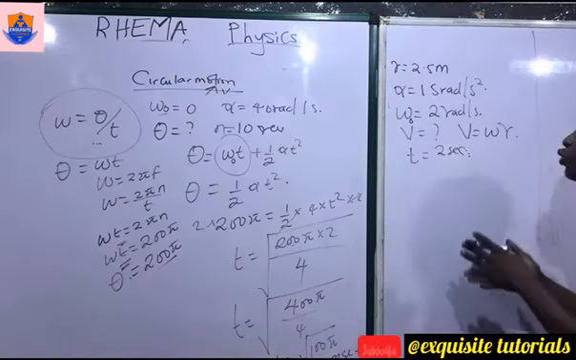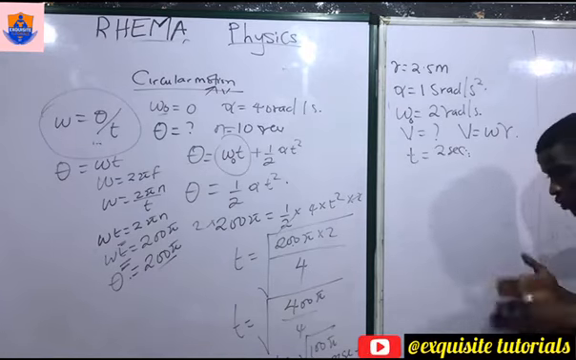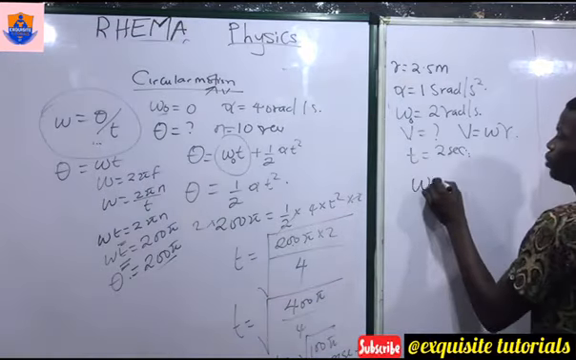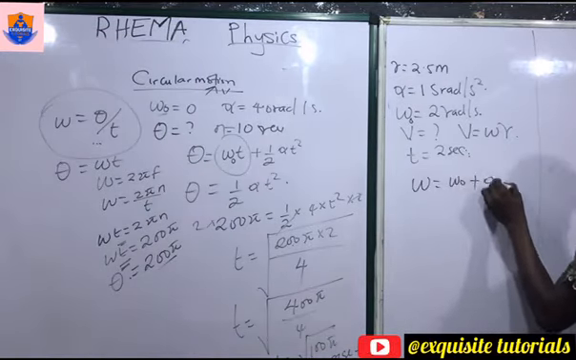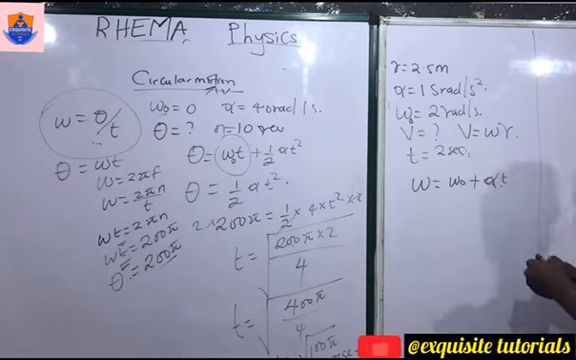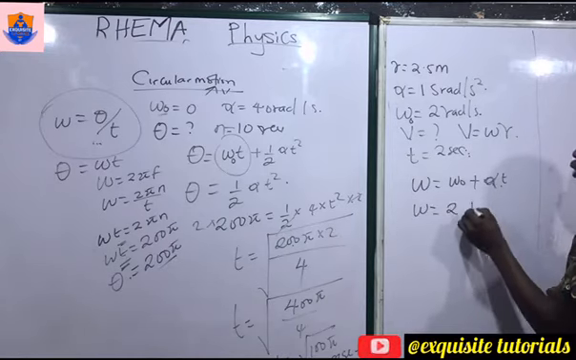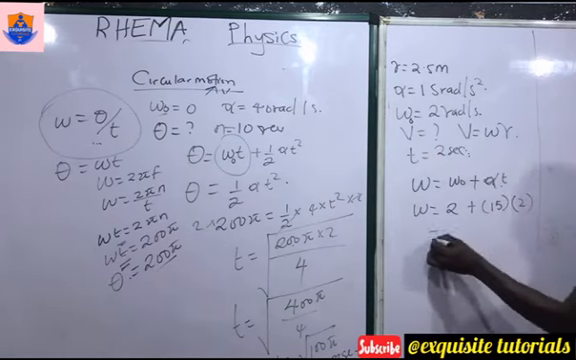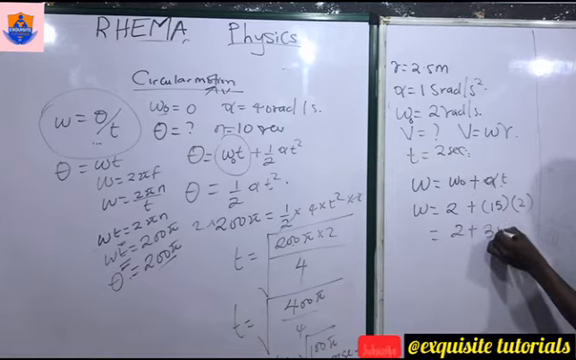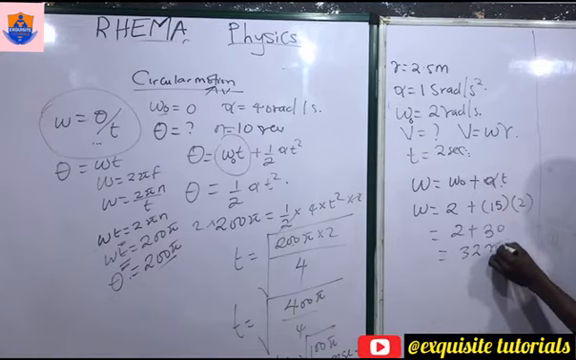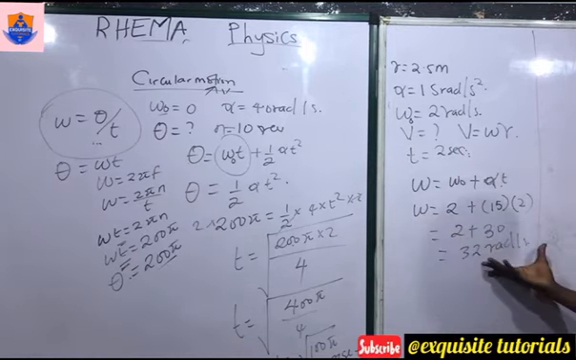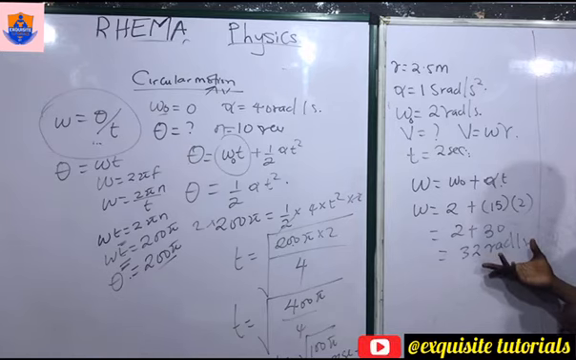But first of all, you have to look for the value for your final angular speed or angular velocity. To do that, you'll be using this formula: our w is equal to w naught plus alpha t. So our initial velocity in this case is 2 plus our angular acceleration 15 times our time 2. That is 2 plus 30, which gives you 32 radians per second. This is the value for your final angular speed.